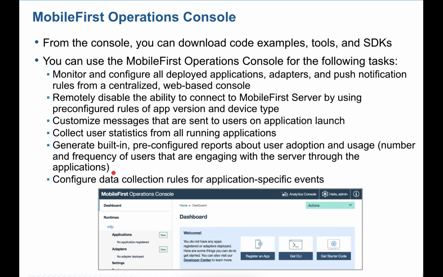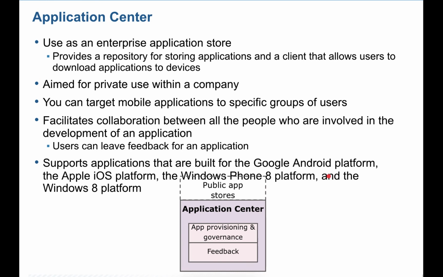Okay, configure data collection rules for obviously those things only. You can collect all kind of data, this kind of data that I told you, like the usage of any particular service or any kind of application specific event data, and you can review or analyze it in the operation console. The next thing is the next component that we spoke about, the application center.